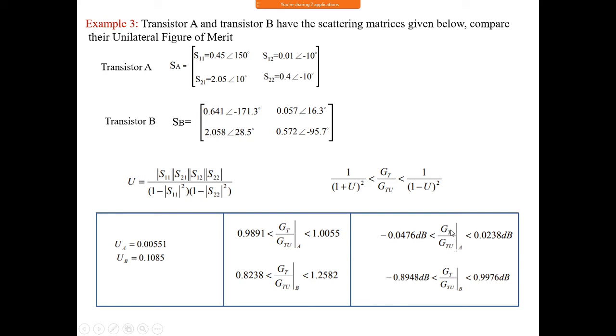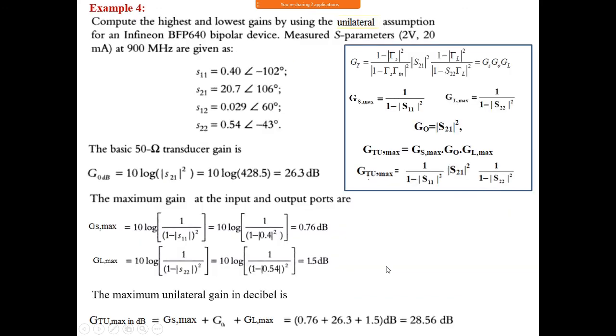This is given in the problem. GT and GTU maximum will be provided in the problem. Sorry, in the calculation you can do it. So you have to calculate like this. If this ratio is lesser than this, you can use unilateral design equations for the transistors.